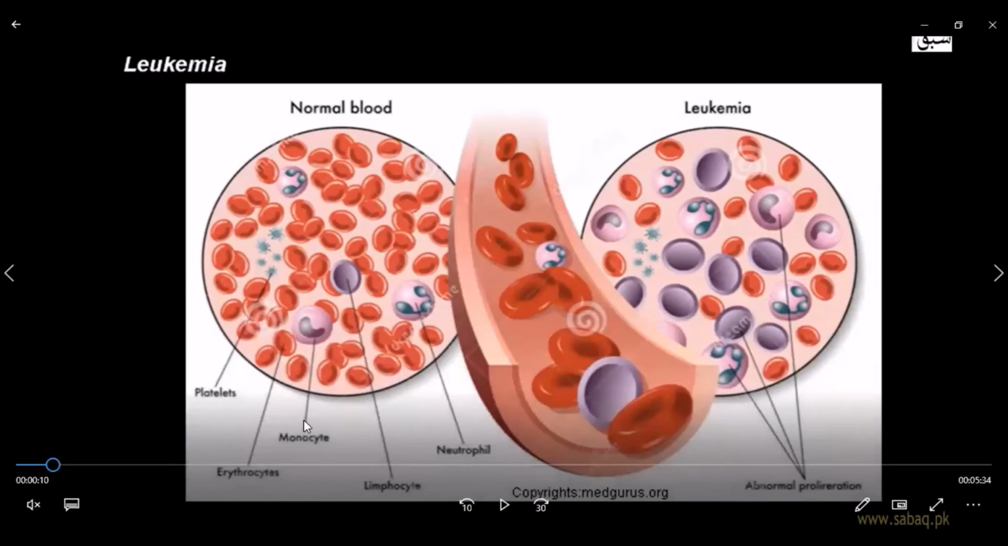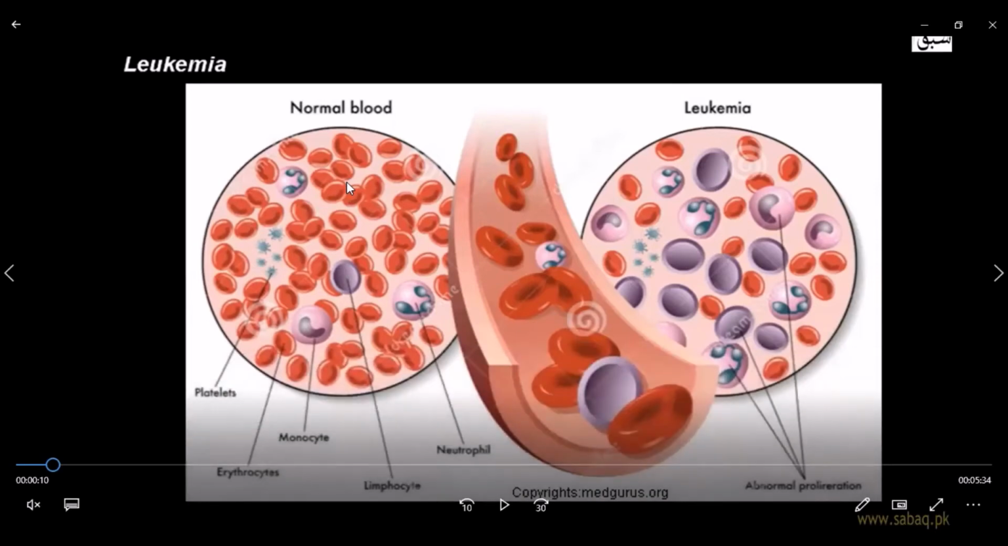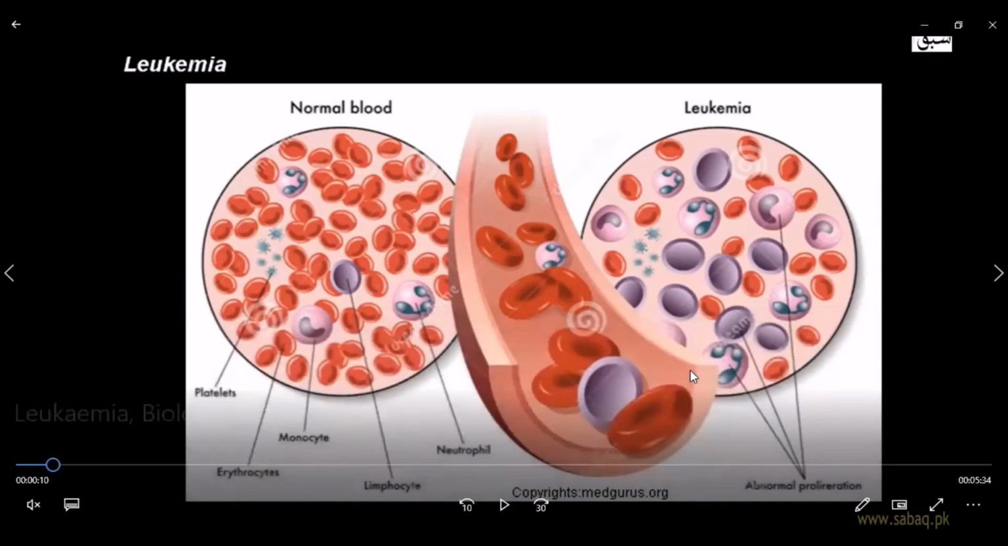Now they have an amount as per the need of your blood components, but RBCs are more because obviously more RBCs are required for transportation, while white blood cells are only required at the time of need, and they increase in number at the time of infection. But in a leukemia patient, when you see the blood, they will have these WBCs in a higher count, or more in number.